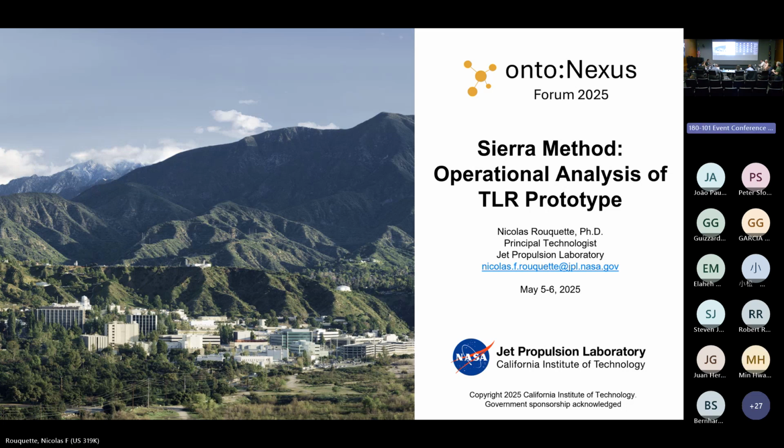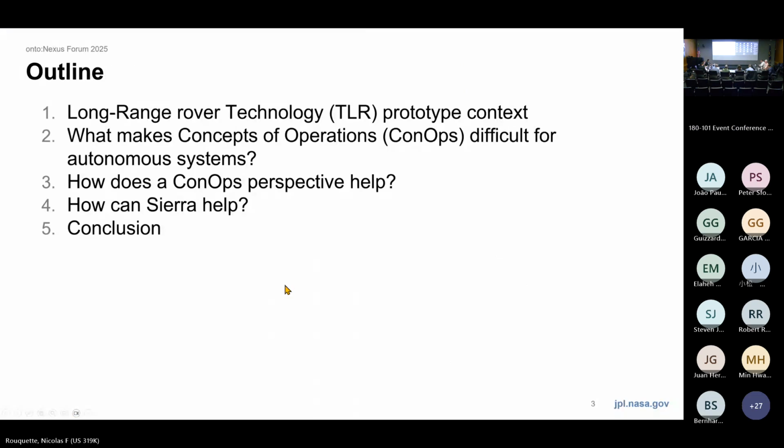Okay, so thank you for the introduction. I'll basically describe some early work on this prototype of a long-range rover technology. I'll give you some context about what that prototype is. And in particular, my focus will be to explain what makes defining and writing ConOps for autonomous systems particularly difficult, and how we could address some of its pain points with a ConOps perspective backed by this Sierra methodology that Maggot mentioned.